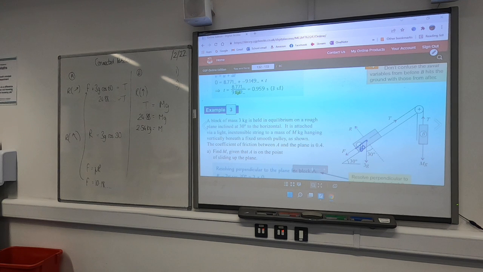What did you get? 2.54 kilograms? Yeah. Feel free to do part B if you wish, but I think it's worth jumping on. So 1 and 3 are similar sort of questions to the 2 examples that we've done. So that's over the page.